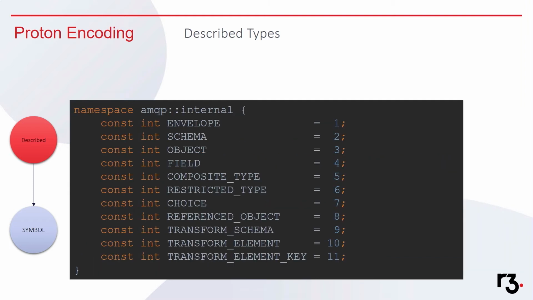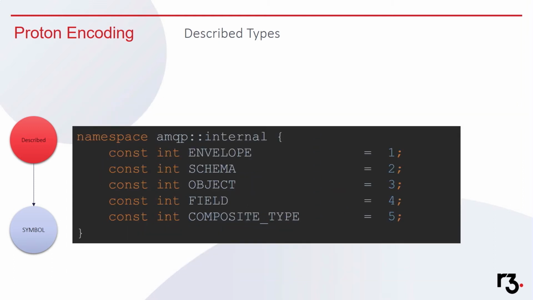Now here are the described types that we care about. This is how we give meaning to what's written to disk. Again, quite a long list, and for the purposes of this talk, we're only going to look at the top 5.